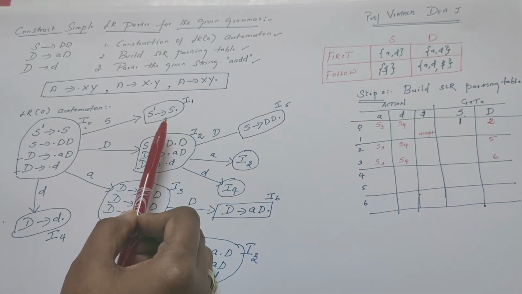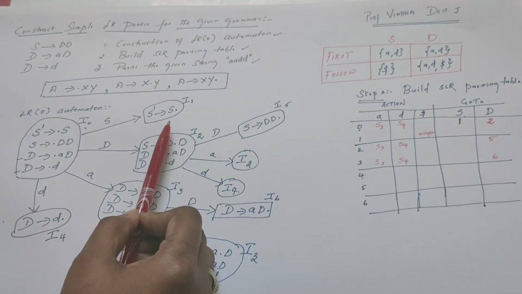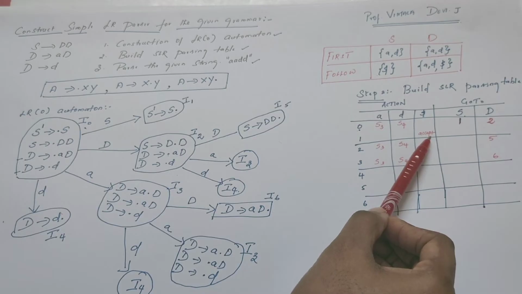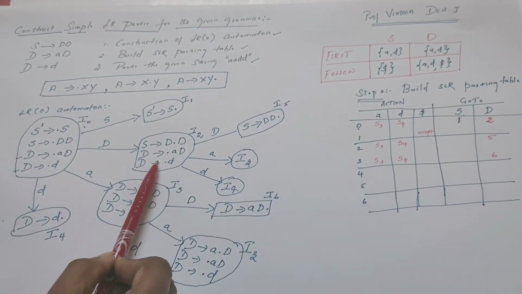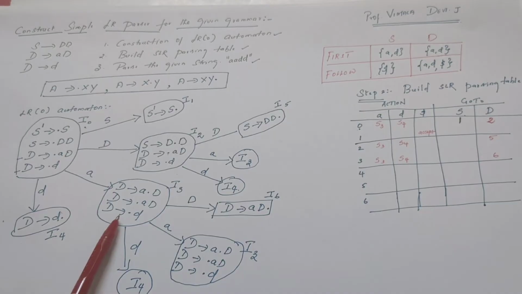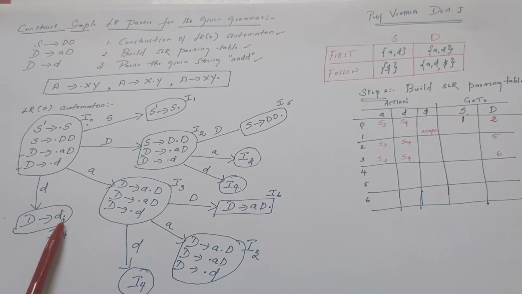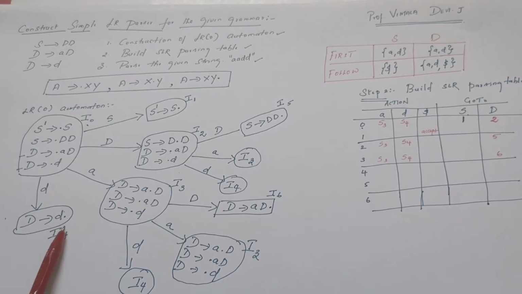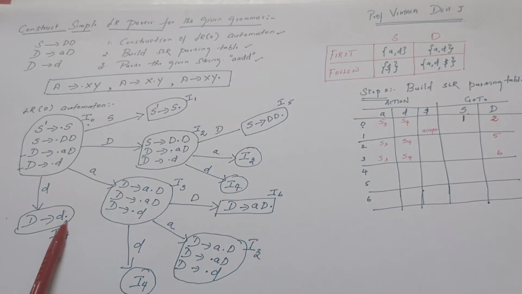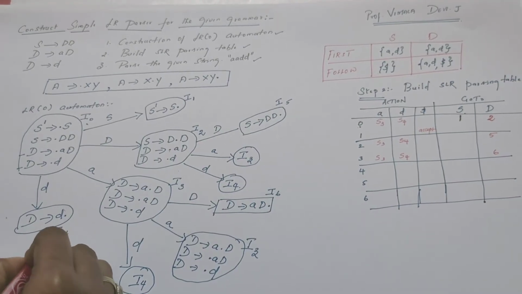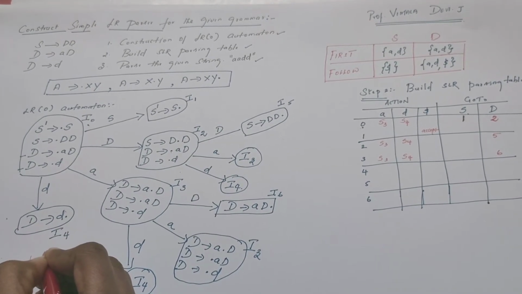Consider the states of the automaton which have rules with the dot at the rightmost end. I1 has a rule which has a dot at the rightmost end. For this state we have already entered 1 comma dollar as the accepting state. In state 2 we don't have any such rule. In state 3 also we don't have any such rule. Go to state 4. In state 4 we have a rule D derives AD dot which has the dot at the rightmost end, right? So in state 4 we have a rule which has a dot at the rightmost end.